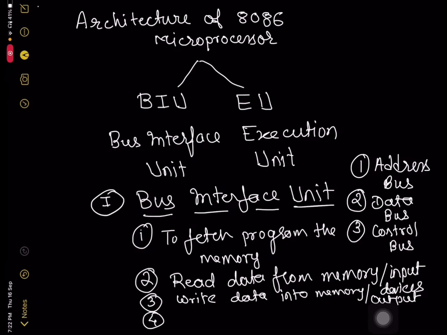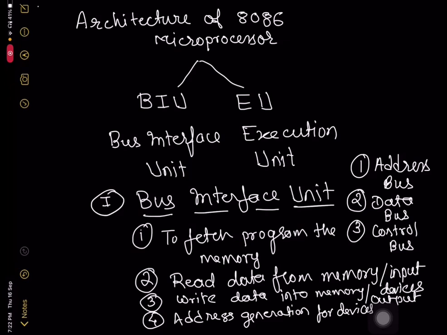And most importantly, for making communication with all these devices, whether it is memory or input output device, processor needs to generate the address. So address generation for various devices will also be the job of bus interface unit. So processor has bus interface unit. It mainly performs these four functions.